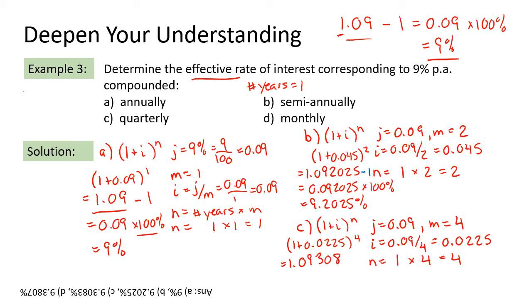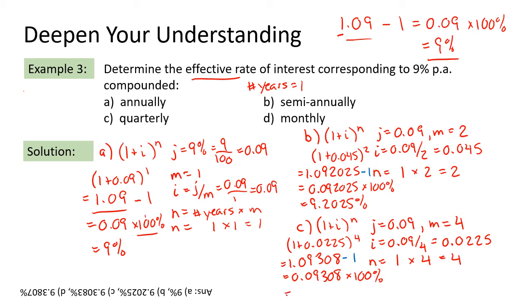And we get 1.09308. Okay, again, converting that to the effective interest rate, we have to subtract the 1 off. So we get 0.09308. Then we have to multiply it by 100% to turn it into a percentage.